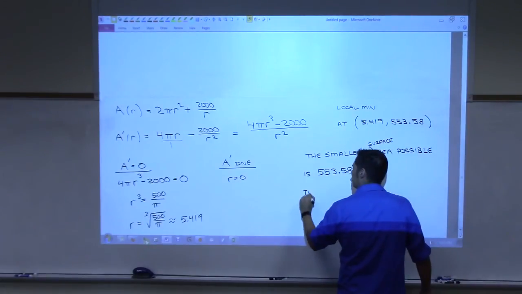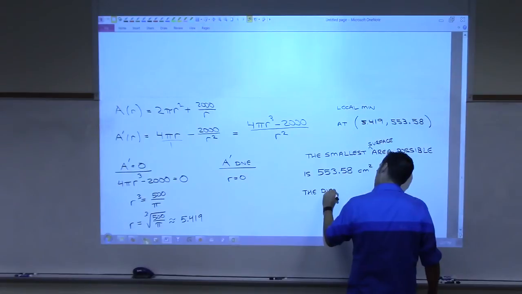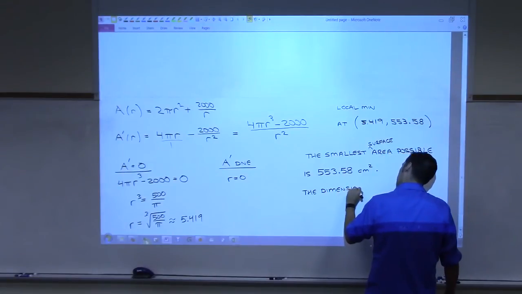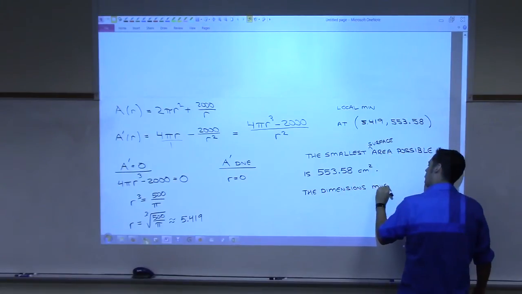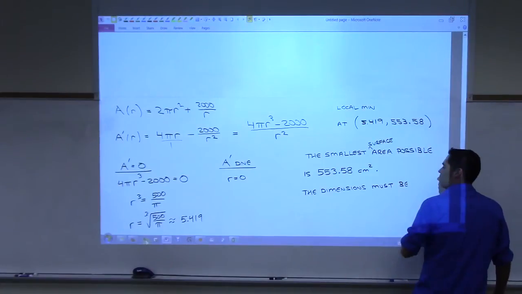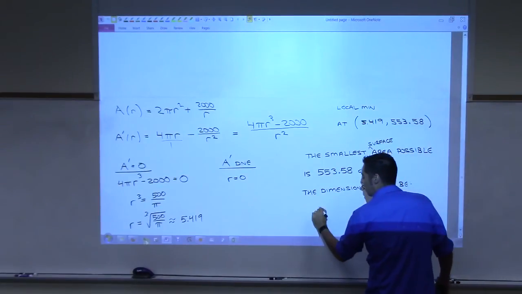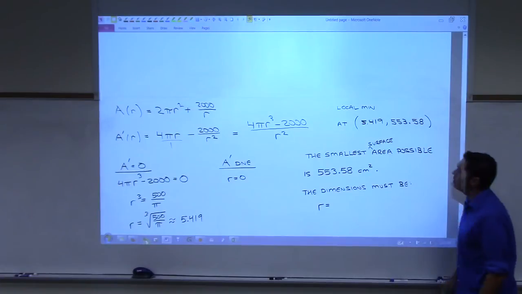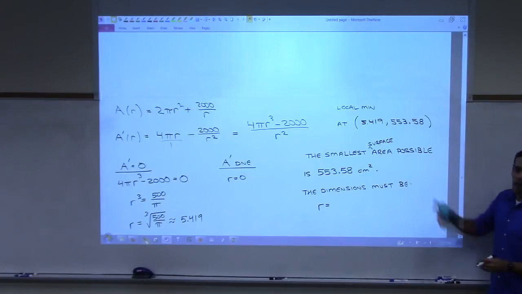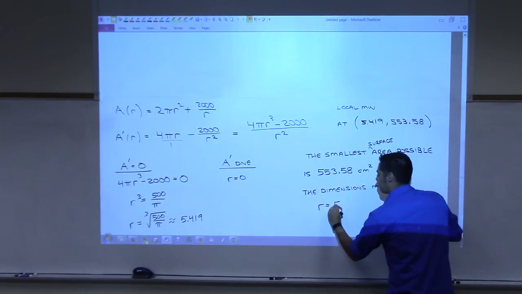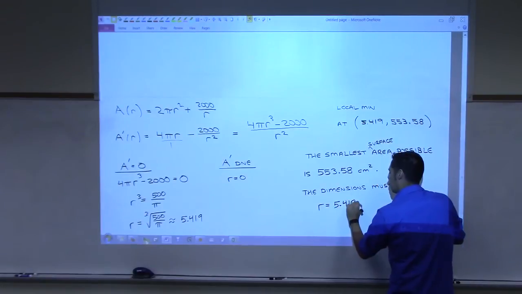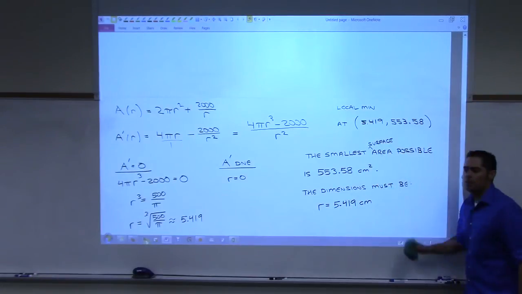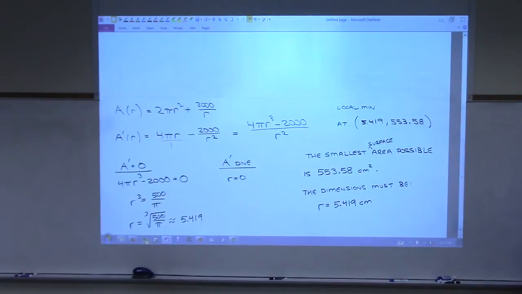The dimensions must be the following. We know what R has to be, right? R has to be 5.419 centimeters. But there's another dimension I need. The height.